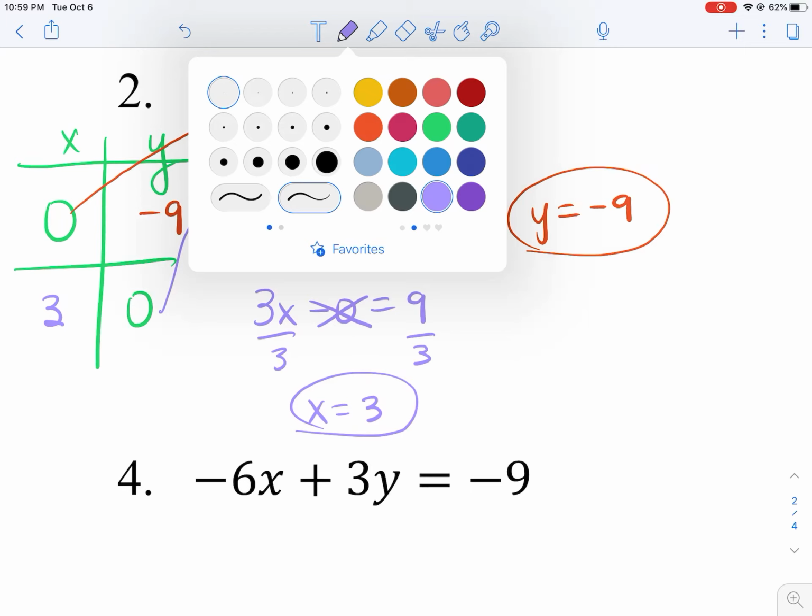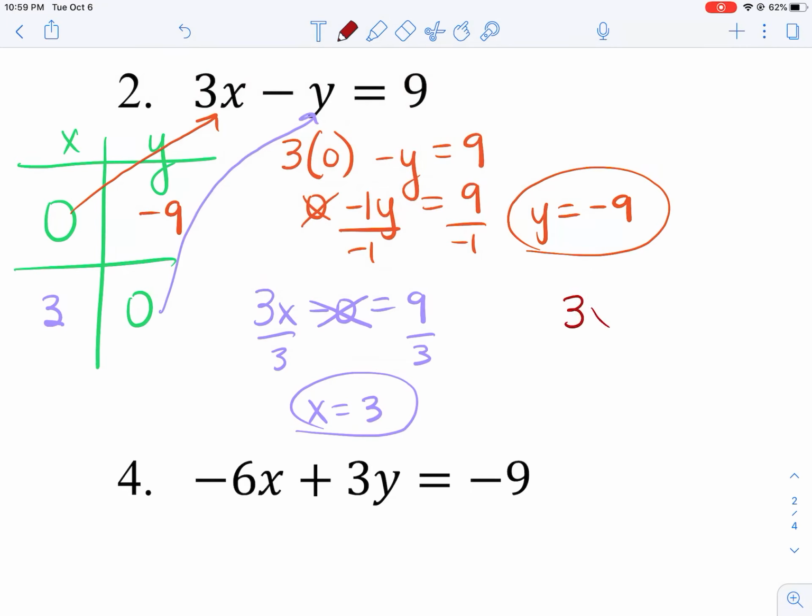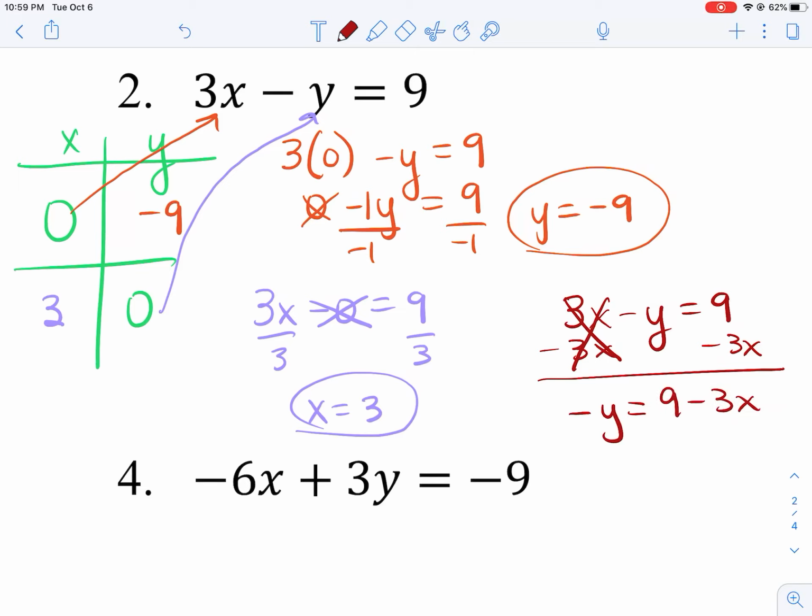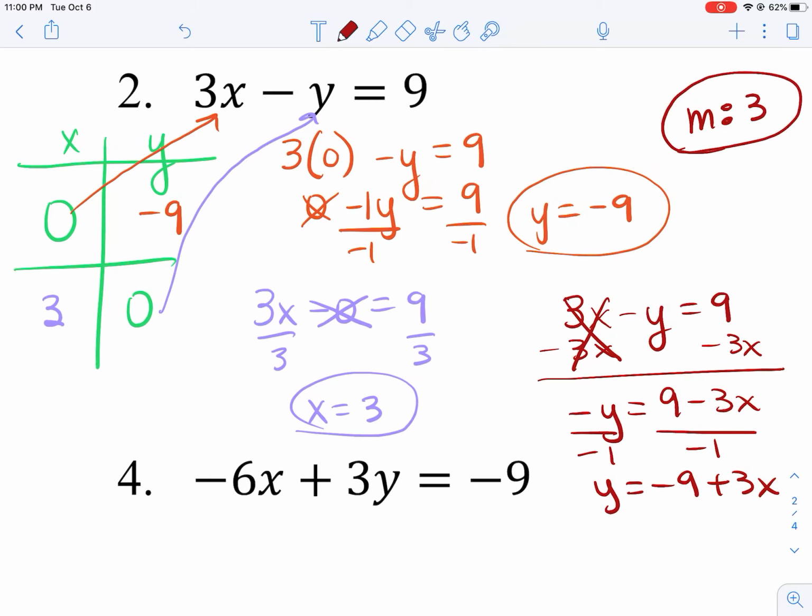My last step is to get y by itself. And there's lots of ways you can do this. But I'm going to just subtract the 3x from both sides. That negative travels down with the y, 9 minus 3x. And then I need to still get rid of that negative as well. So if I divide everything by negative 1, I hope what you're thinking about is, well, when I divide by negative 1, it's like multiplying by negative 1, which just reverses all the signs. So my slope here, my m value, ends up being 3.